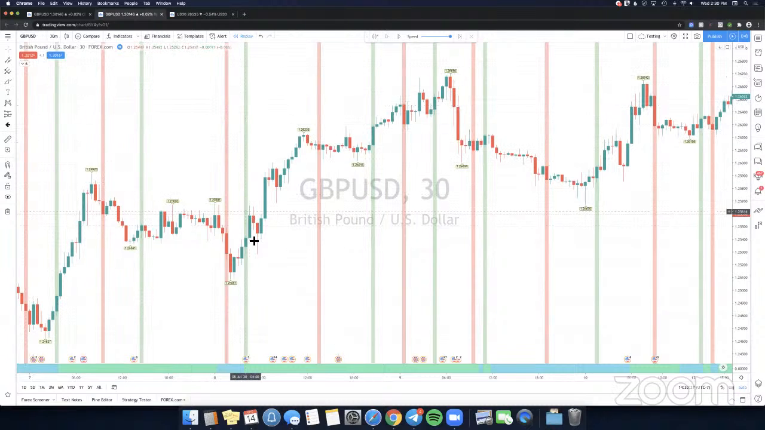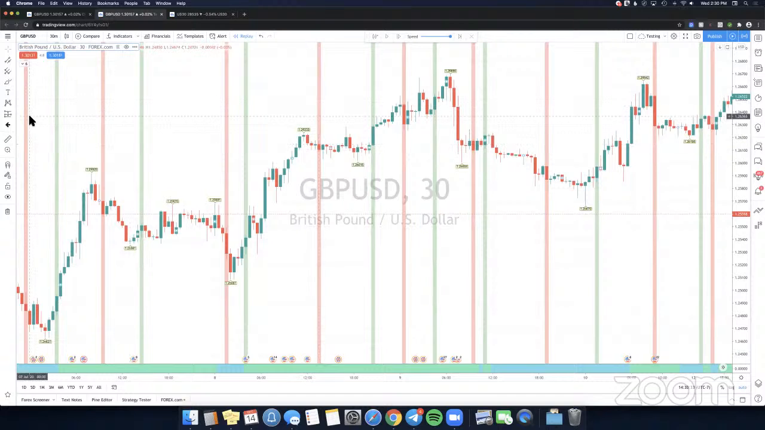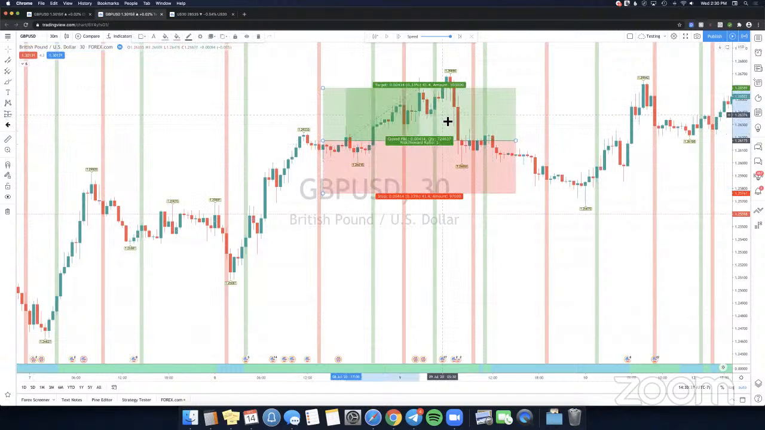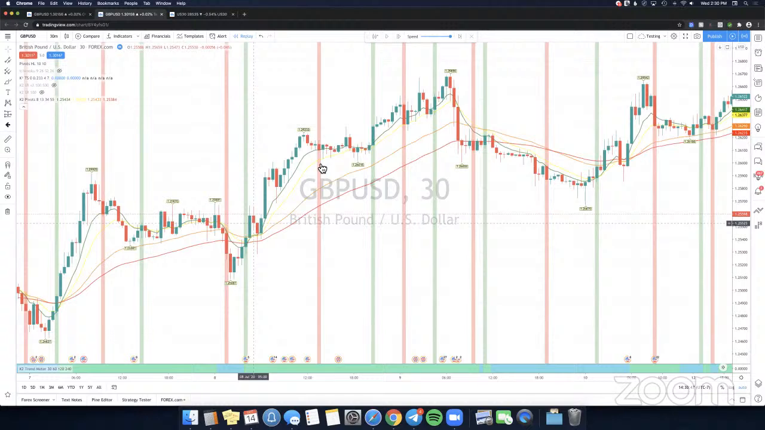So here's an entry for the intraday strategy, and then the second strategy right here, the momentum pullback strategy. This would be an entry right here for that. So it would have hit TP right there too. So if you apply all 3 strategies, the intraday strategy, the momentum strategy, and the pivot strategy, you would have had 3 back-to-back wins right here. 1, 2, 3, and then maybe 4 right here.